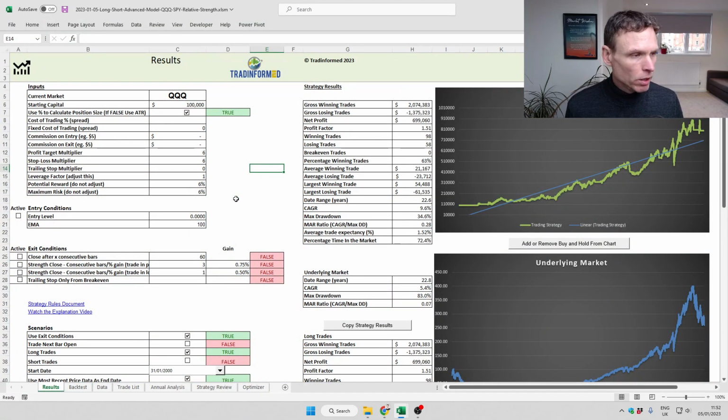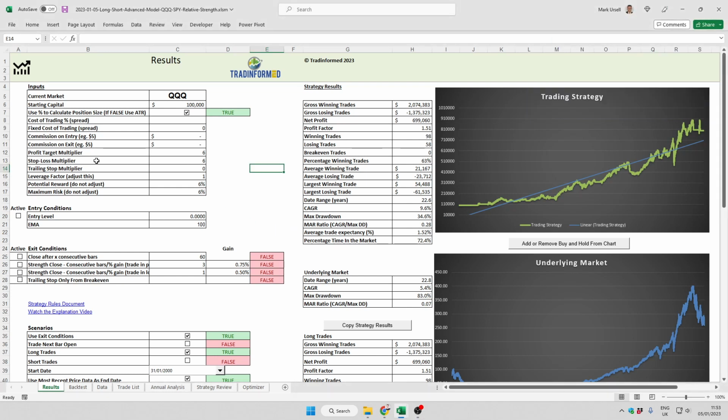We have the entry conditions, the variables, and the exit conditions and the variables. I'm going to look at both the entry and exit conditions, but I'm going to start off by looking at the stop loss because there is something that I want to show you on this. Now we have roughly the setup that I was using before in this trading strategy.